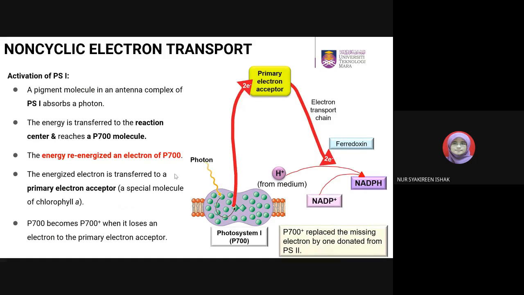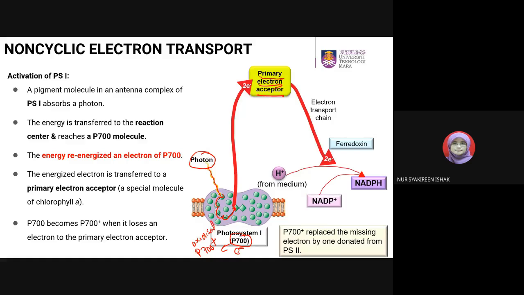Okay, so activation of photosystem 1. Yang ni bahagian yang seterusnya lah. Yang saya baru explain ni tadi. So a pigment molecule in an antenna complex of photosystem 1 absorbs a photon. So photon will be absorbed by accessory pigment, transferred from one pigment to another until it reaches the reaction center of photosystem 1 and is received by P700. Okay, so this is to excite the electron of P700. So once the electron of P700 is excited, P700 will release its electron and it is received by the primary electron acceptor. So bila dia release, dia akan jadi balik P700 plus lah. Dia akan jadi oxidized, kan?